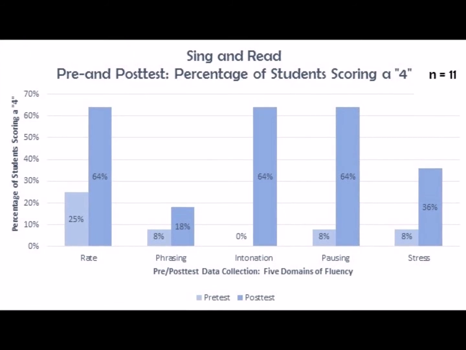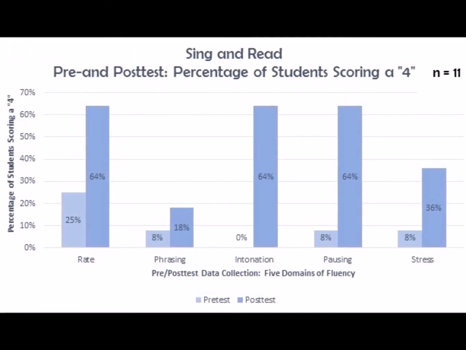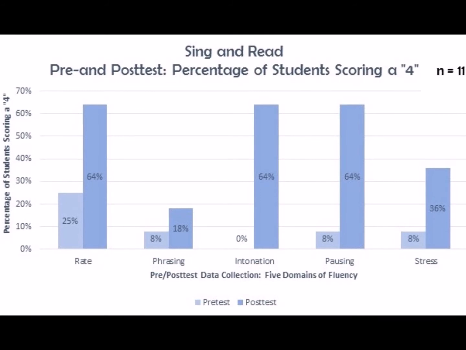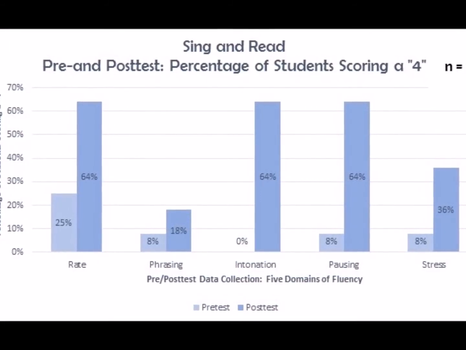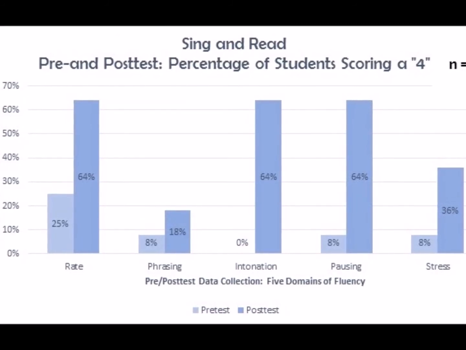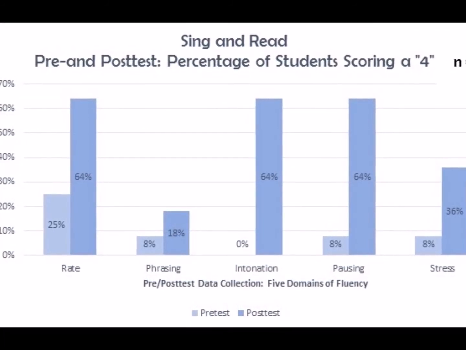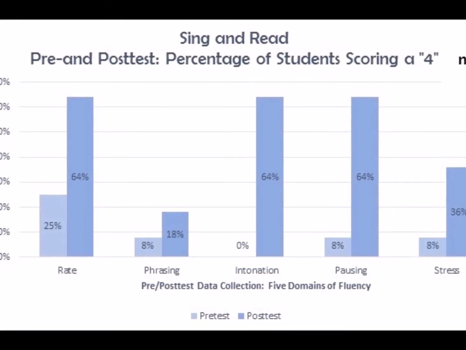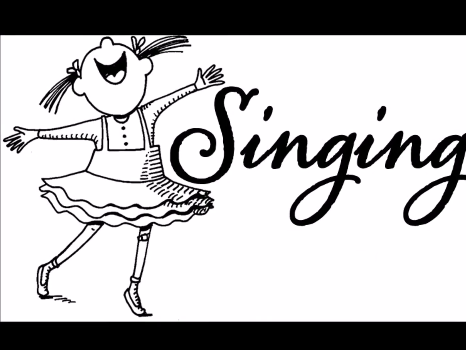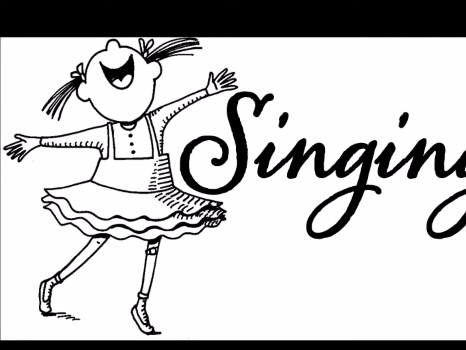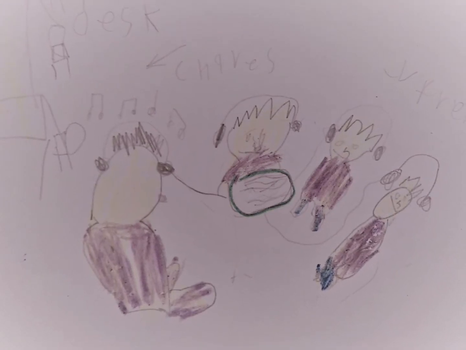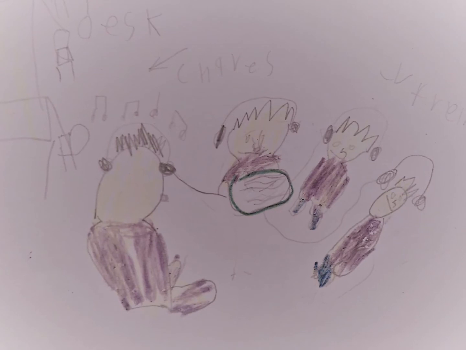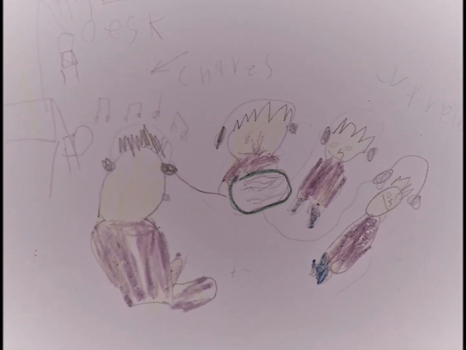The data for the Sing and Read group revealed very impressive gains in reading rate, pausing for punctuation, and especially intonation. 0% of these students scored at mastery on the pre-test, while 64% of these students scored at mastery on the post-test. I wonder if the ability to hear professional singers performing the songs helped students to better understand intonation and expression. I was surprised that only 18% of the students from the Sing and Read group scored at mastery on phrasing.